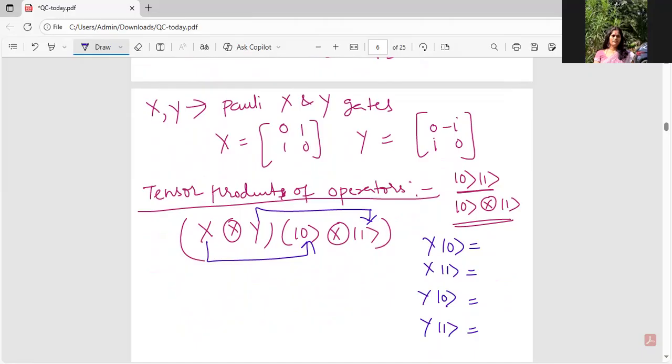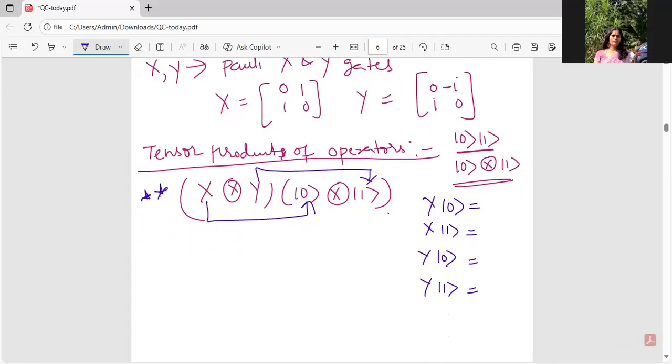But what's the important thing when operators are being operated on states or kets? With two operators, there should be two states. The first operator operates on the first state, the second operator operates on the second state. If there are three operators, then there should be three states. The logic is like that. Once you understand the logic, you can do this job very easily. What's been asked is X tensor Y with ket xi.